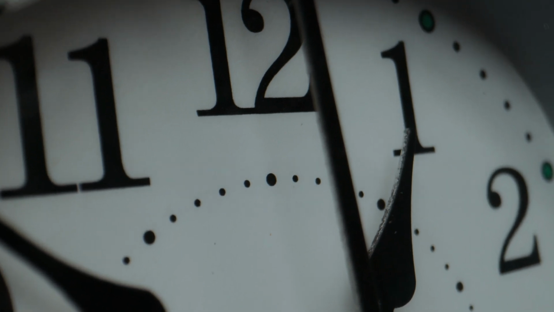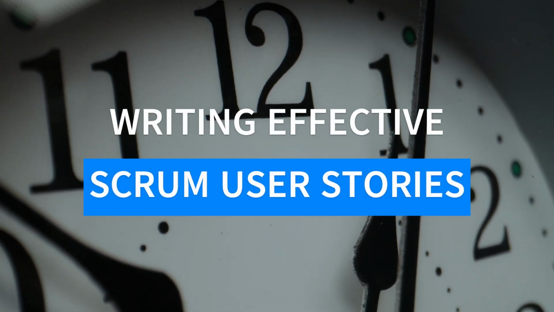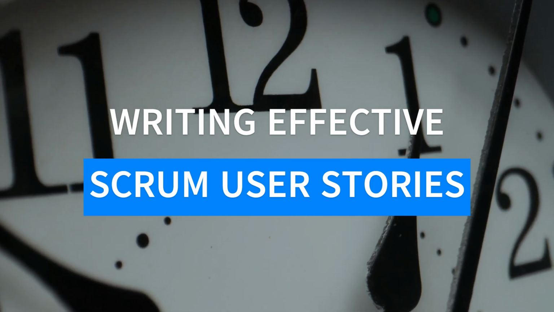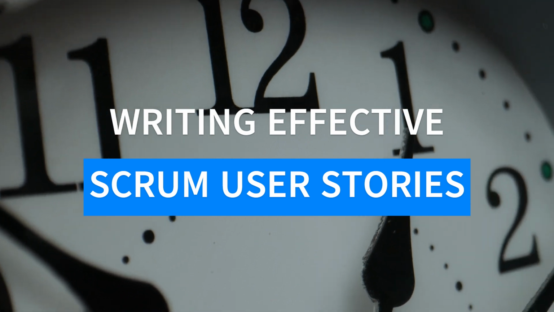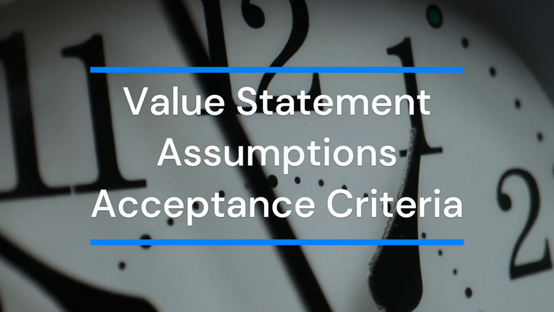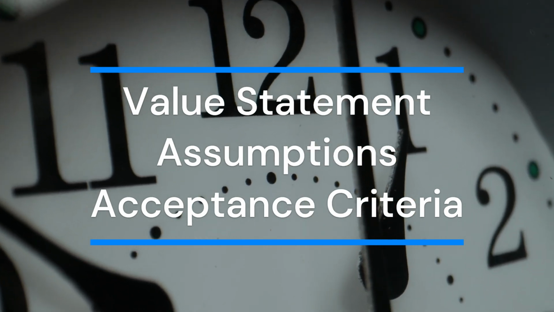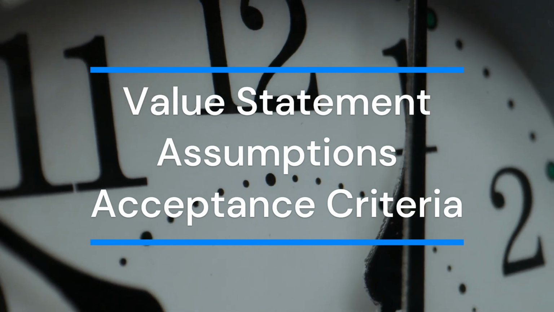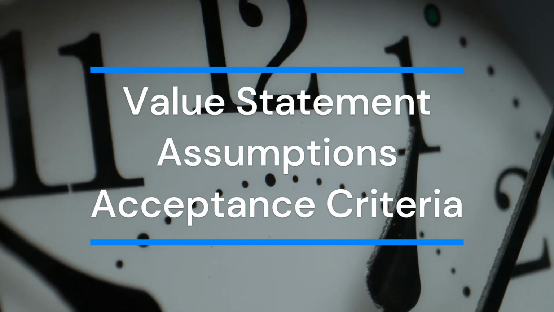Ever find yourself lost trying to write user stories for Scrum? Well, don't worry, you're not alone. Today, we'll see how to write clear, actionable user stories by focusing on three parts: the value statement, the assumptions, and the acceptance criteria. We'll use simple examples to show why these are essential. By the end, you'll have the skills to write user stories that bring clarity and purpose to your team.